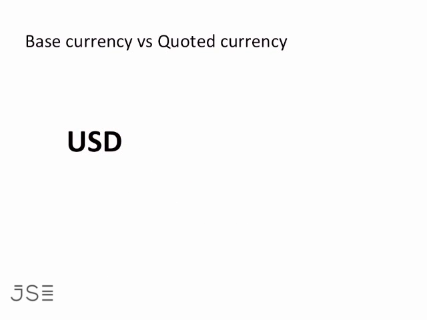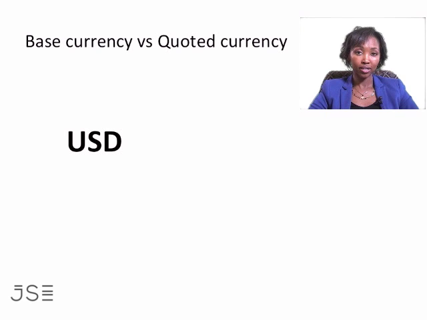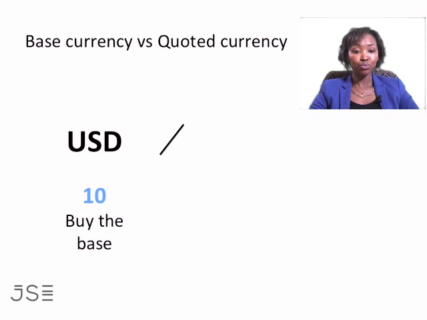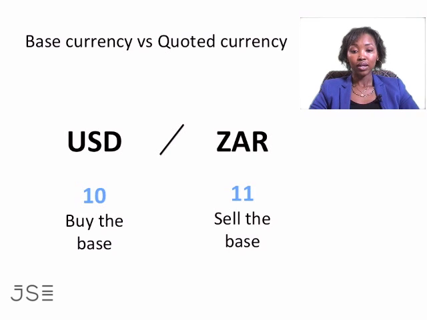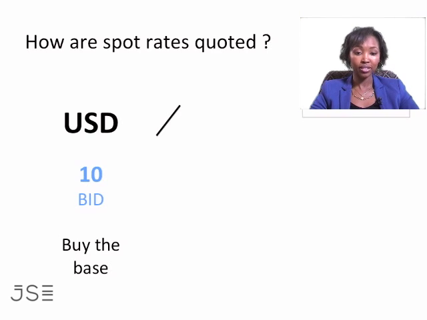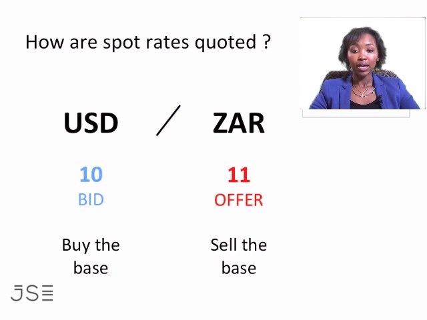When you go to a market maker, they will often show what we call two-way pricing when it comes to foreign currency quotations. For your dollar rand example, they'll show you USD ZAR 10 or 11. At 10 is where you buy the base, and at 11 is where you sell the base. There's actually some more jargon around that. When you buy the base, that's the bid, and where you sell the base, that's the offer.